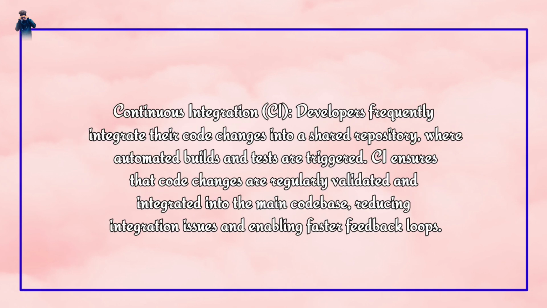3. Continuous integration (CI). Developers frequently integrate their code changes into a shared repository, where automated builds and tests are triggered. CI ensures that code changes are regularly validated and integrated into the main code base, reducing integration issues and enabling faster feedback loops.